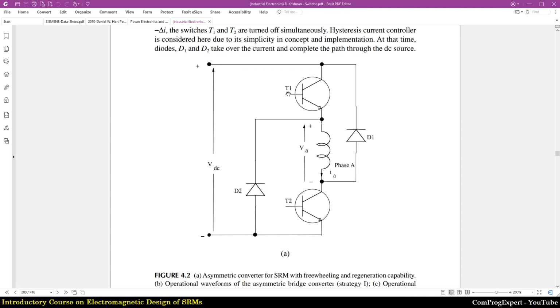When we turn on T1 and T2, the current flows in this direction. And when we turn off T1 and T2, this is the direction of the current. The value of inductance of each phase in a switched reluctance motor is high, and we don't have the risk of short circuit fault here. So this is also an important advantage for this motor type.